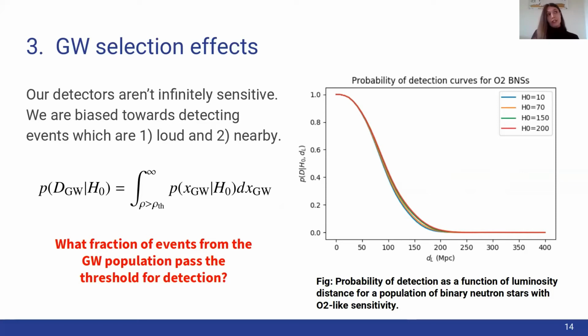And this involves knowing things about the population that you're observing. So for binary neutron stars, this would be like the binary neutron star mass distribution, and then also their distribution in redshift, inclinations, polarizations, and all of those things need to be marginalized over. But that's simple enough for the time being, and I will come back to it later.